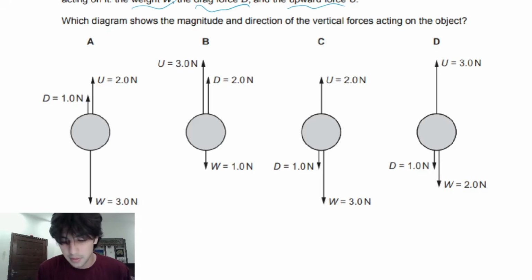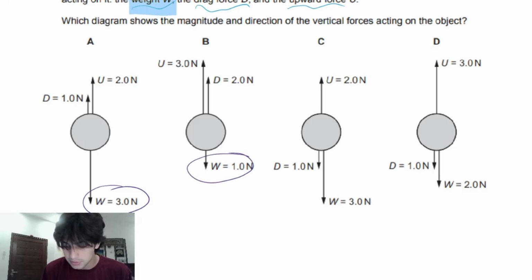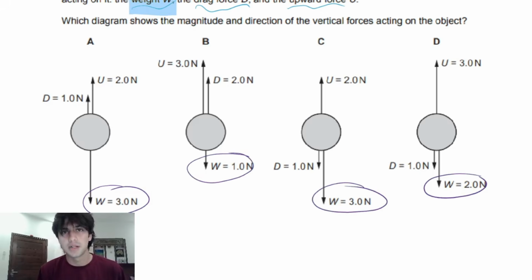सबसे easy question है. I don't know why this is even hard. Weight always acts downwards, so you gotta know कि weight नीचे, weight नीचे, weight नीचे. Oh, इन लोगों ने तो सारा weight नीचे दिया हुआ है.